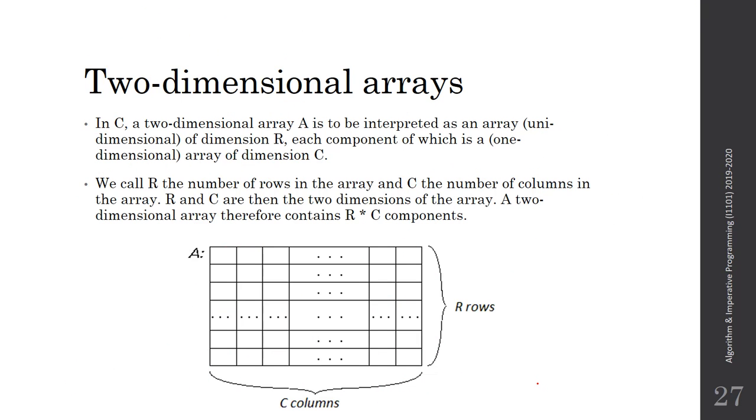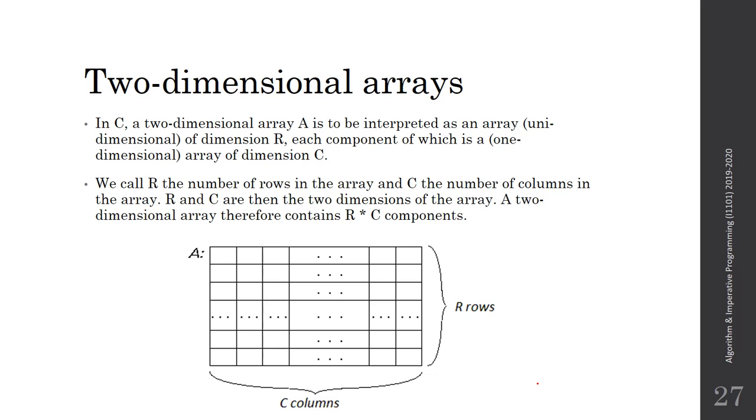So this was for the unidimensional array. Now we'll move to the multidimensional, or the two-dimensional. As we have seen, one-dimensional is just a vector. However, in two-dimensional we have a matrix. So it's an array of arrays, or a vector of vectors.